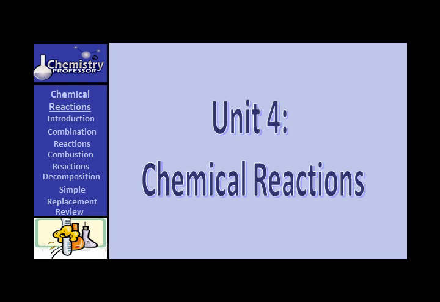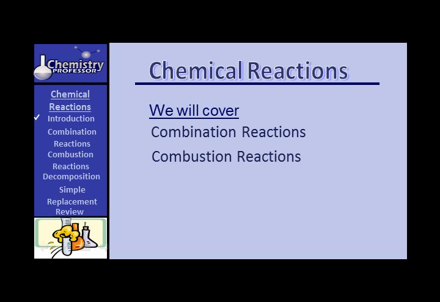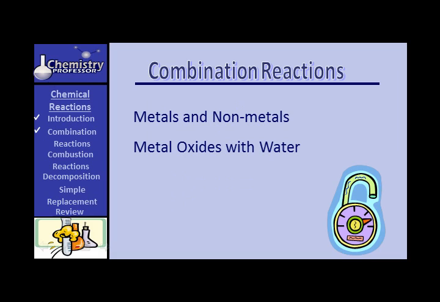Unit 4, Chemical Reactions. In this part, we're going to cover a series of reactions: combination reactions, combustion reactions, decomposition, and single replacement, often called simple replacement. In combination reactions, there are three types we will discuss: metals and nonmetals, metal oxides with water, and nonmetal oxides.